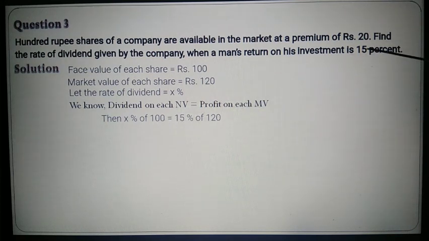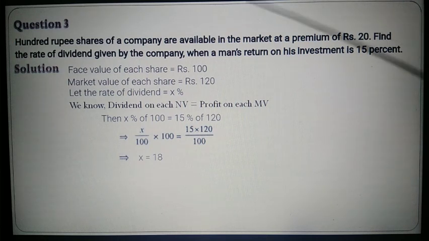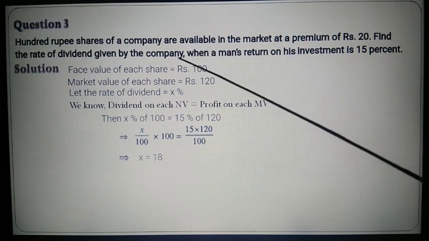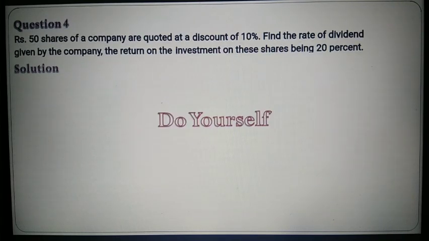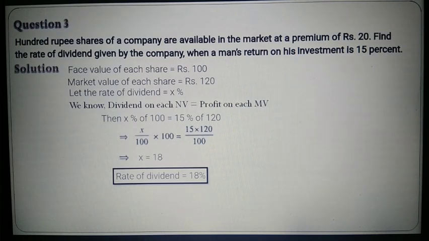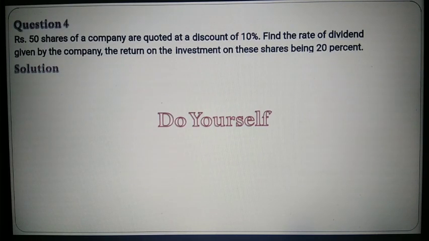Profit is given to be 15, so 15% of MV. MV is 120. So again from here we'll find the value of x, which turns out to be 18. Now my rate of dividend is 18%. Okay, so pause the video to note down. So we'll go to the next question, that is question number 4.